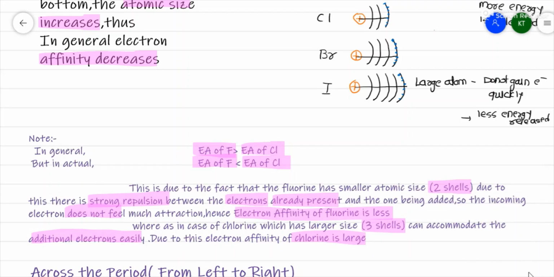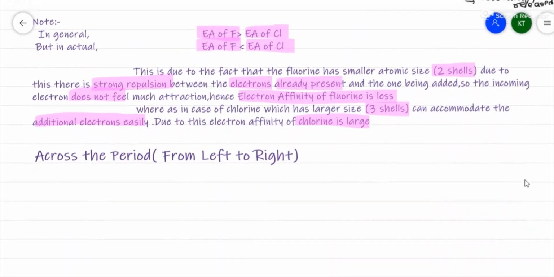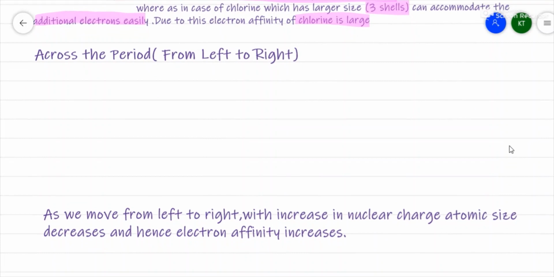Now let us move further and see how it changes across a period. As I move from left-hand side to right-hand side, let me take the third period of the periodic table. Which elements are present in the third period? Please do remember that, it's very important. I have sodium, magnesium, aluminium, silicon, phosphorus, sulfur, chlorine. And argon generally does not take up any electron, so we need not take that into consideration.